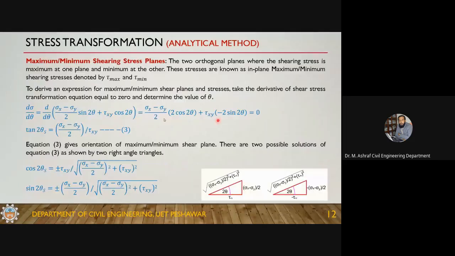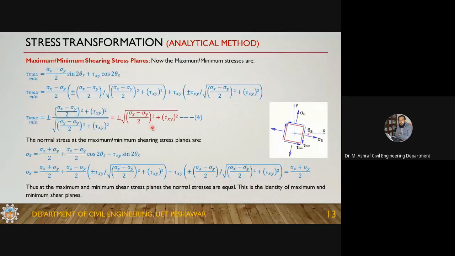Okay, so I got an expression for theta, and I got an expression for the maximum. Now, as we calculated, on the principal plane the shear is 0. Now let's calculate the normal stress on the maximum shear stress plane. So this is the expression, and this is the normal stress on the maximum shear stress plane.